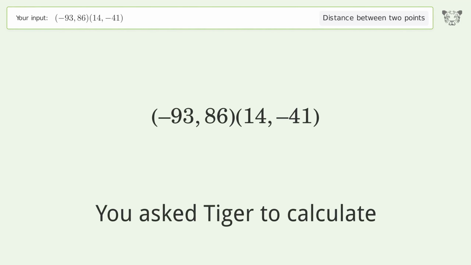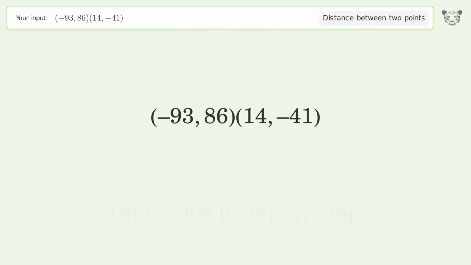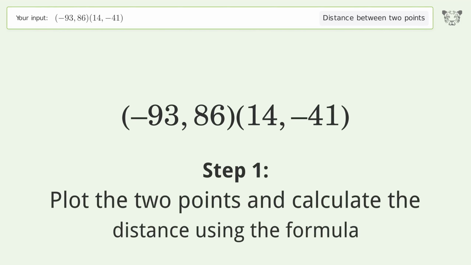You ask Tiger to calculate. This deals with the distance between 2 points. The distance between the 2 points is the square root of 27,578, or 166.066. Let's solve it step by step. Plot the 2 points and calculate the distance using the formula.